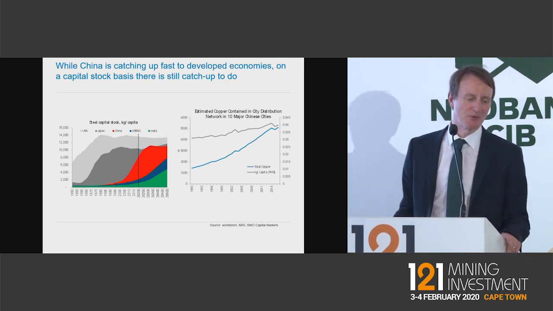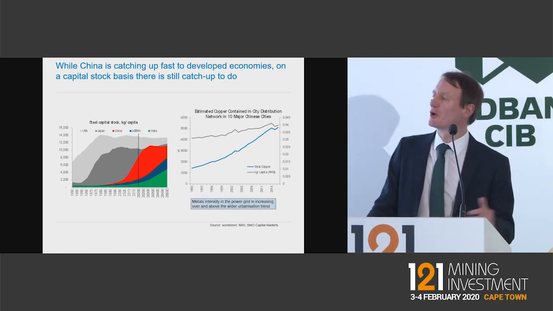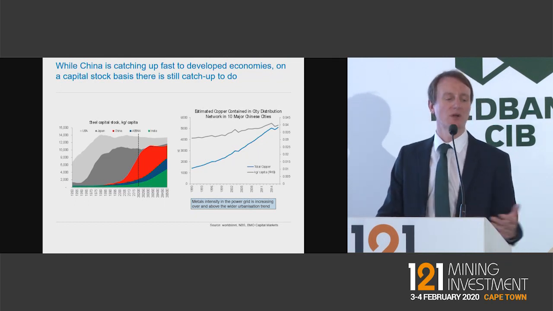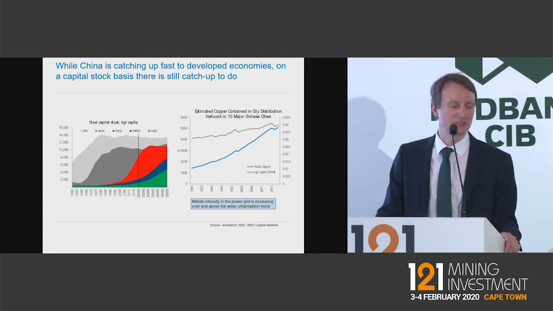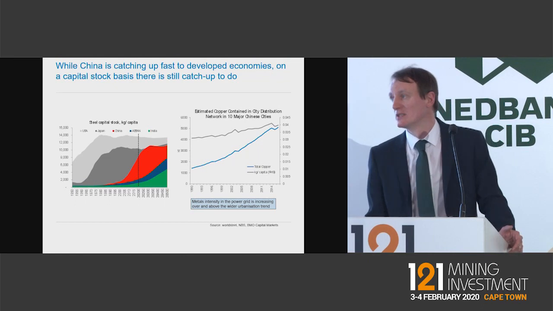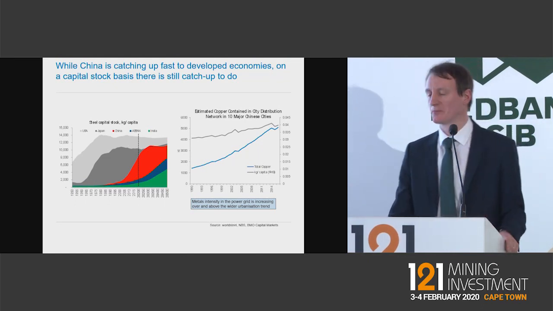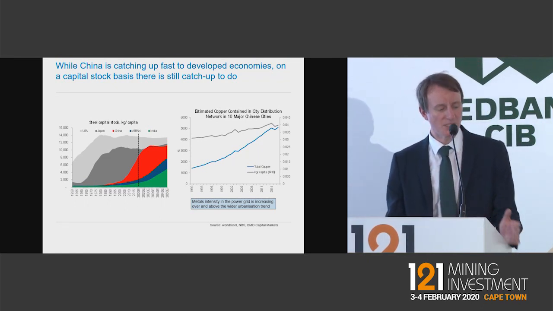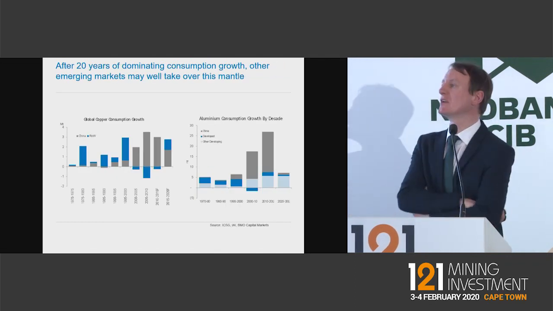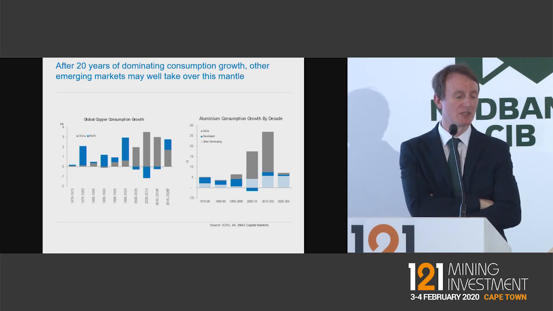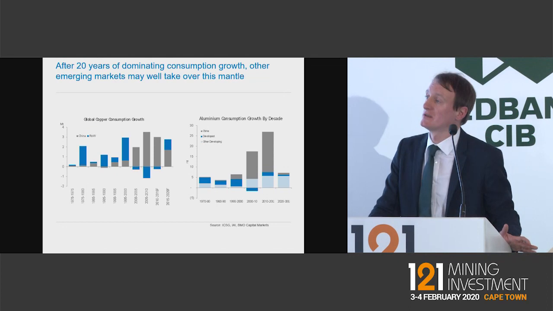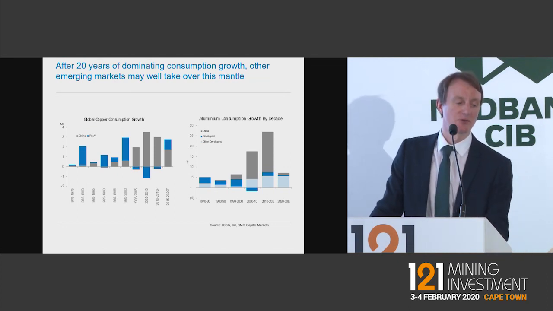And I would highlight the right-hand chart there, that's the copper intensity, if you want. That's the copper contained in the city distribution network across 10 major Chinese cities. And you can see it's rising basically over and above the urbanization rate. So you're still seeing penetration gains come through in many areas. But this has been the story of the past 20 years. The grey bar on that left-hand chart, I put up for copper, I could put up for any commodity you want. It's China. China has been that driver of growth.